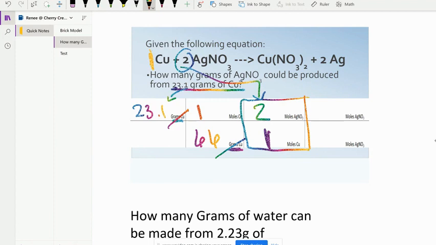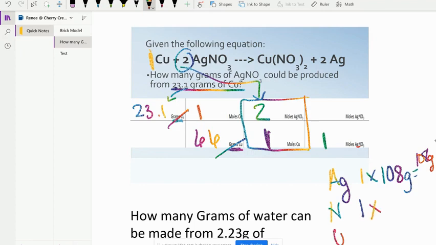And then my last step is for every 1 mole of silver nitrate, how many grams do I have? So let's just make ourselves a little list. Silver, I have 1 of them, and I know it has a mass of 108 because I just did that in the last problem. 1 times 108 is 108 grams. Then I have nitrogen. I have 1 of them. And then I have 3 oxygens.